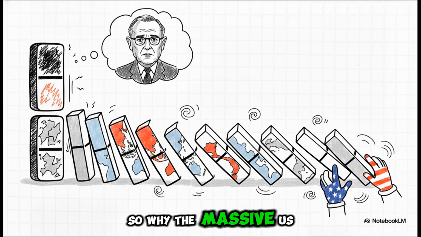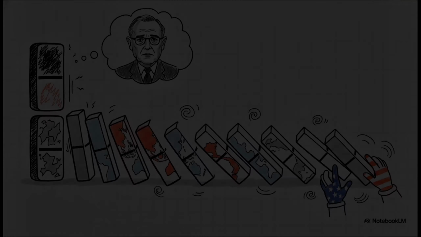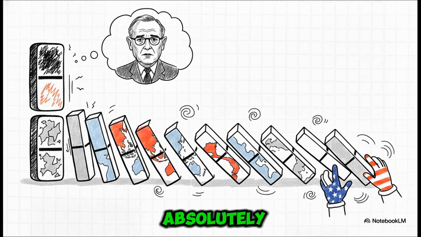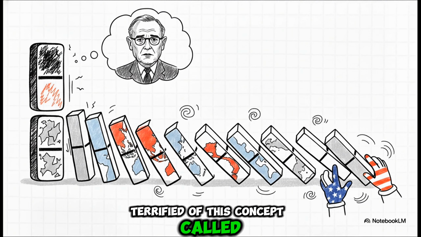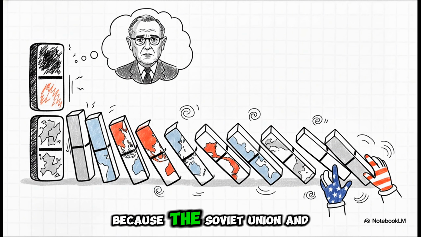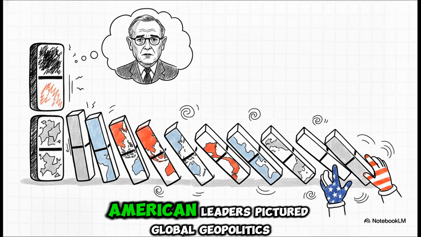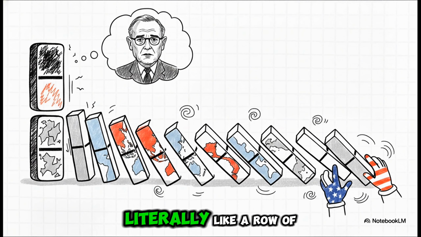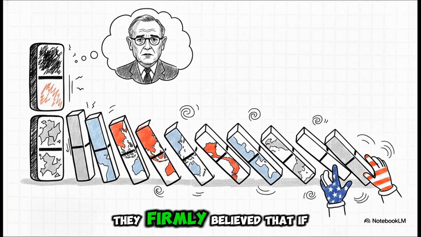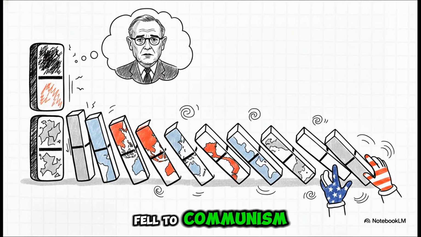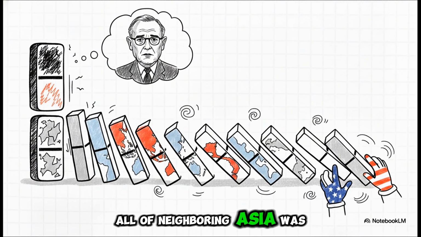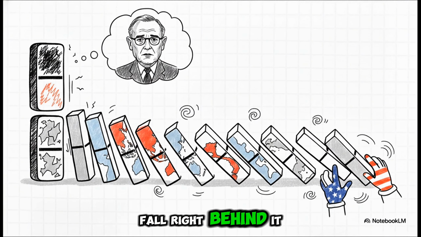So why the massive U.S. involvement? Well, presidents like Dwight Eisenhower were absolutely terrified of this concept called the domino theory. Because the Soviet Union and China were actively backing the North Vietnamese, American leaders pictured global geopolitics literally like a row of dominoes. They firmly believed that if South Vietnam fell to communism, all of neighboring Asia was just going to inevitably fall right behind it.